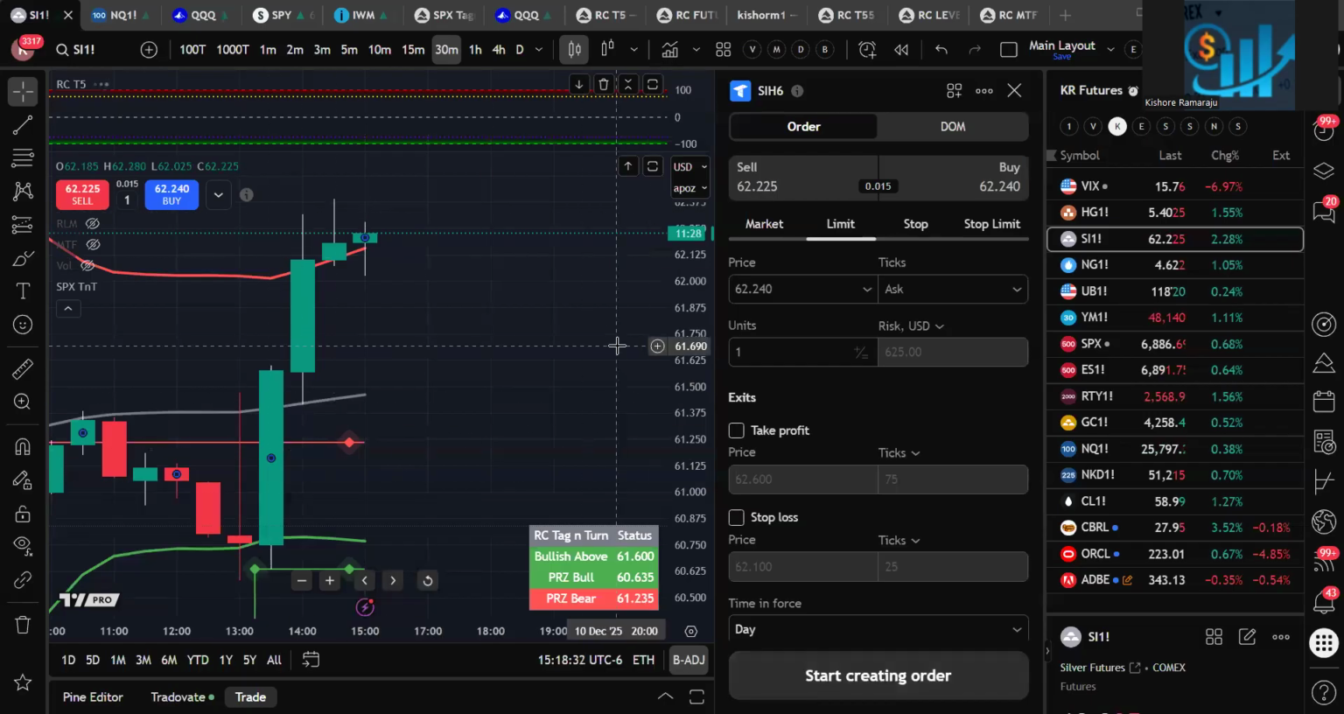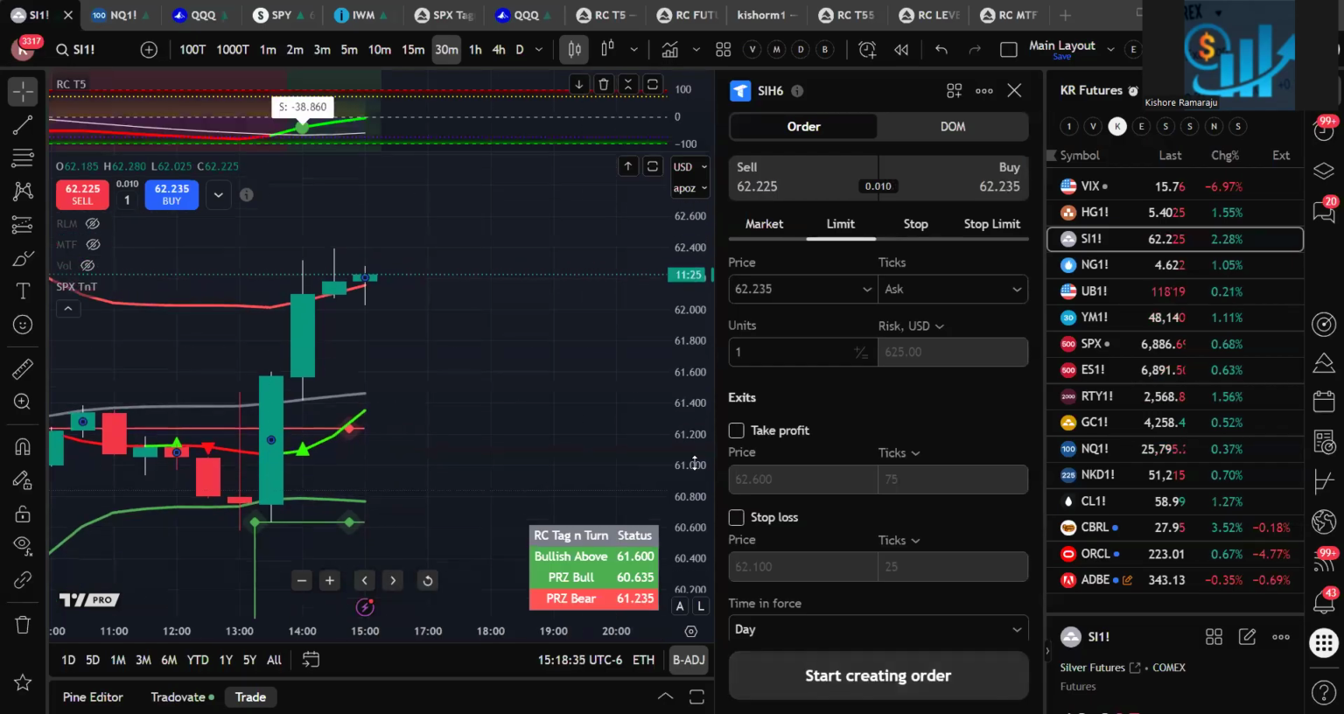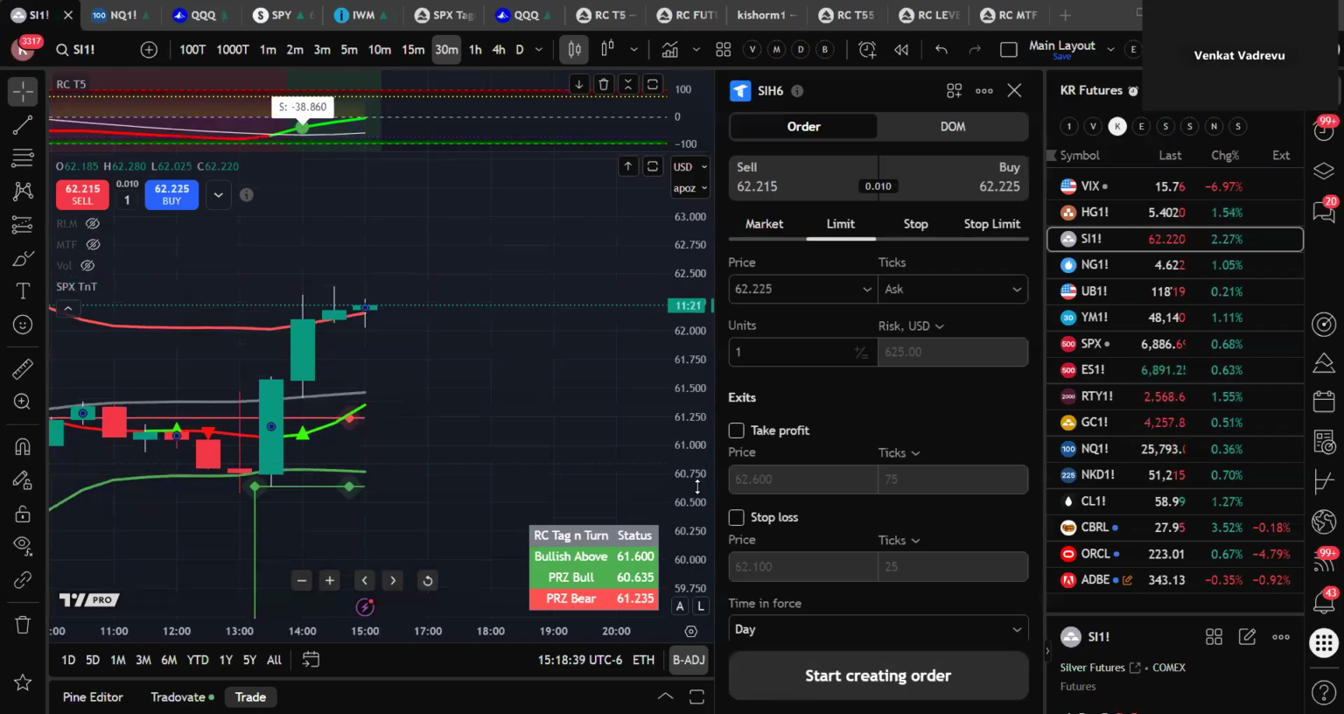Silver, as of now, we don't have the tag and turn. So better to wait for silver to short. Okay.